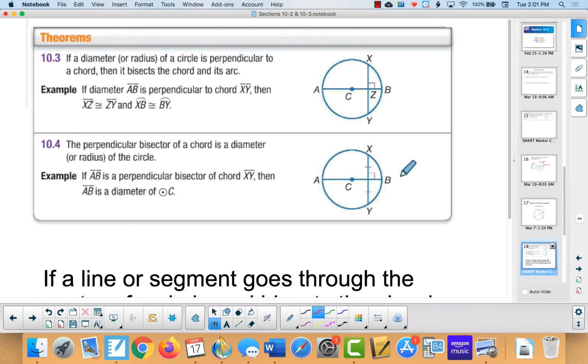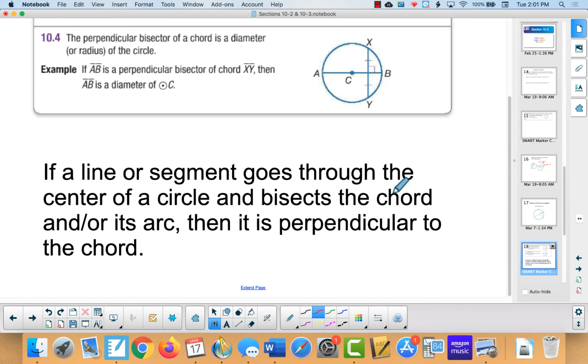Any perpendicular bisector of a chord, so in this case AB is bisecting XY and is perpendicular to chord XY. So any line or segment that is perpendicular and bisects a chord will go through the center of the circle. And if a line or segment goes through the center of the circle and bisects a chord, then we know that it is perpendicular to the chord, and you can make a right angle at that intersection.